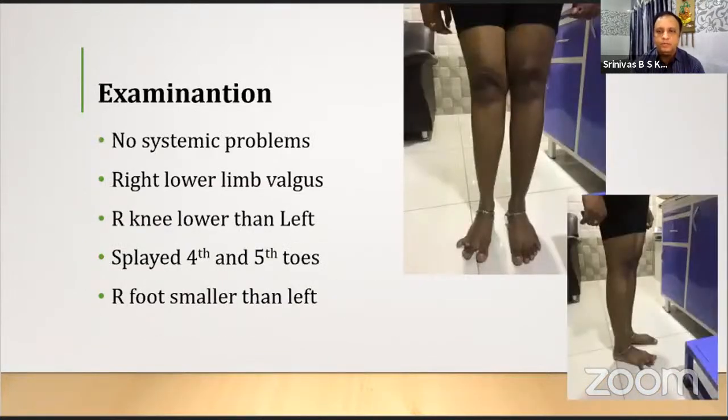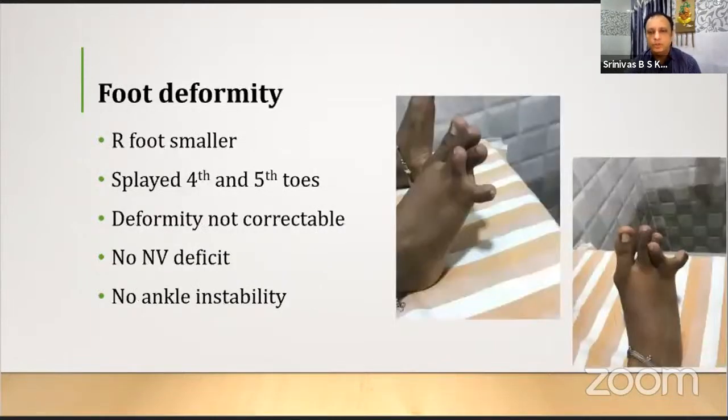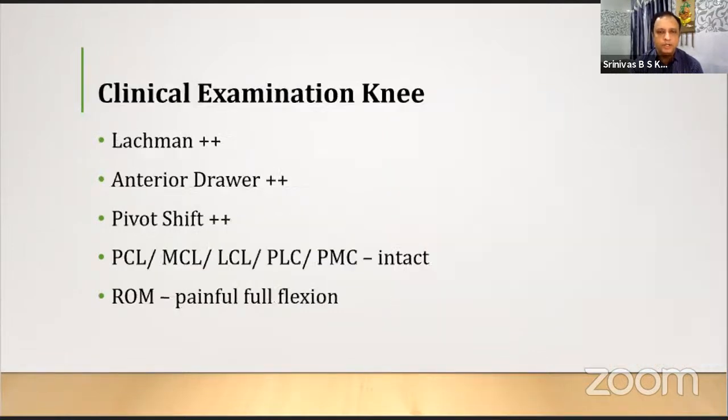On examination, there were no systemic problems. She had a valgus deformity of the tibia in the right lower limb. The right knee was lower than the left. Fourth and fifth toes were splayed, and the right foot was smaller than the left. The splaying was not correctable. There was no evidence of ankle instability and no neurovascular deficit distally.